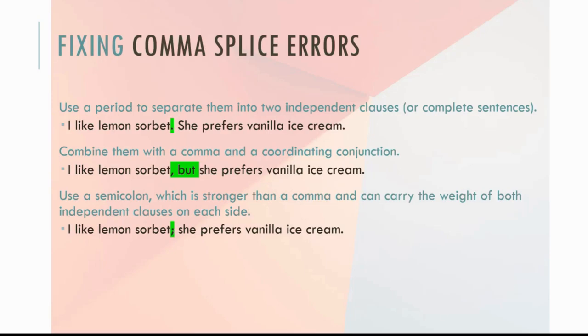A lot of times when I see comma splices, I get the sense that the student wanted it to be a semicolon. That's why they were combining the two sentences into one, because they're closely related. But the comma's not strong enough. So don't be afraid of the semicolon, use that instead. And of course, you can also just separate them with a period.